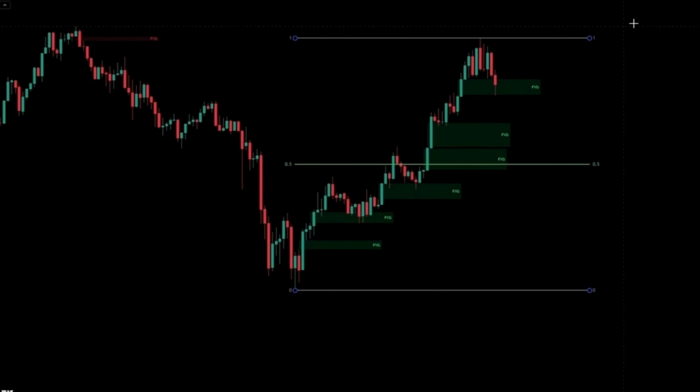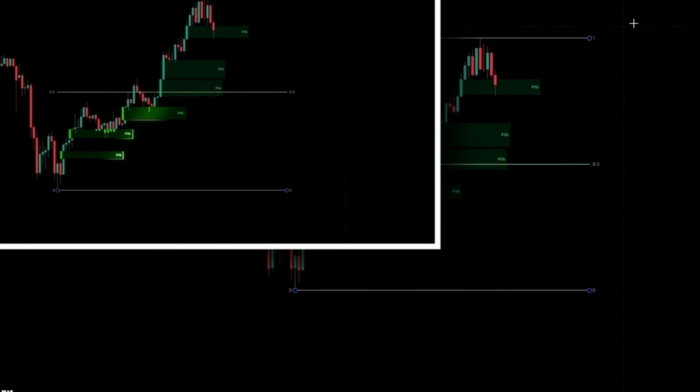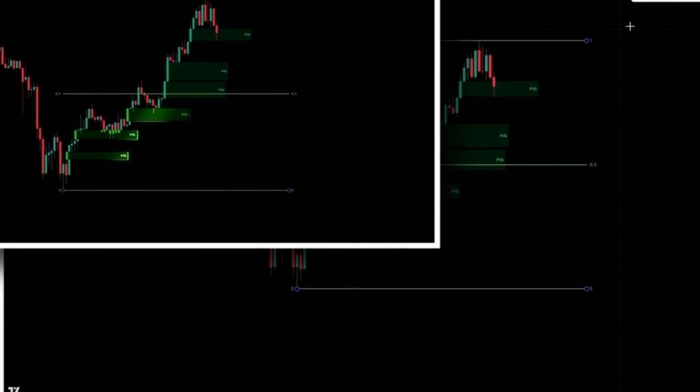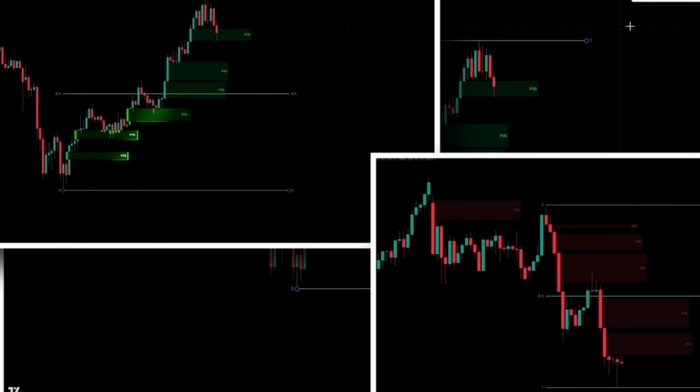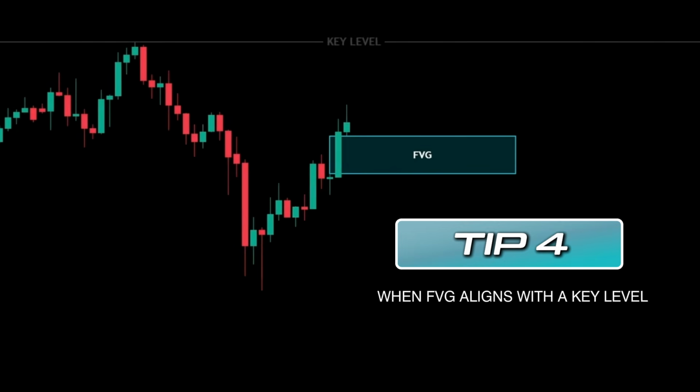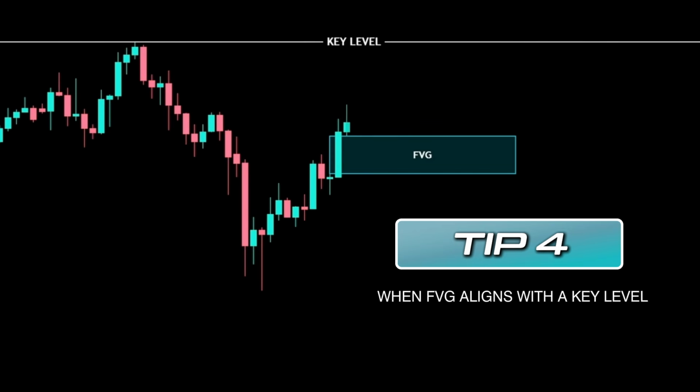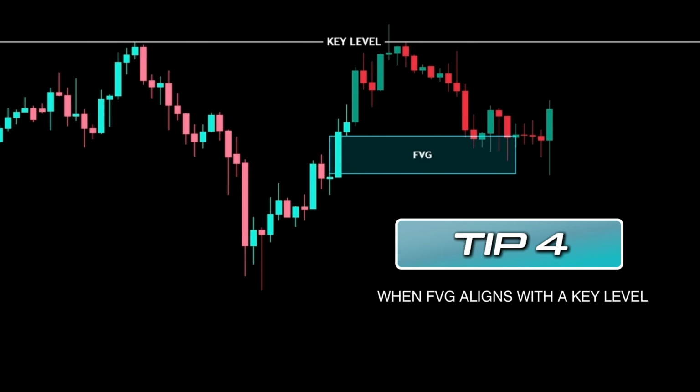Here on the dollar 1 hour chart, price tapped into the bearish fair value gap and moved to the downside. Then it formed another FVG and rejected to the downside. Again, on the Euro-Dollar 1 hour chart, you can see how many times the price reacted to the fair value gap before the reversal happened. We can apply this concept to all time frames.